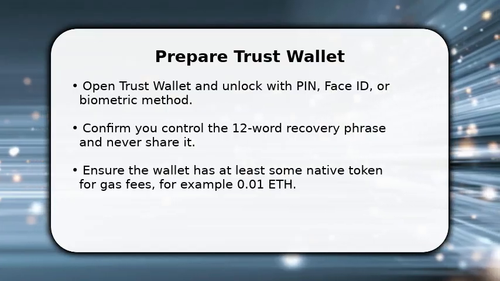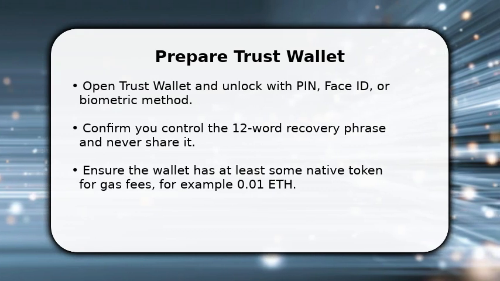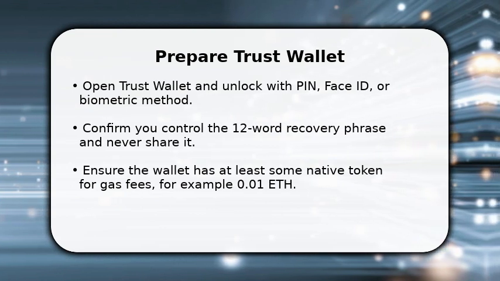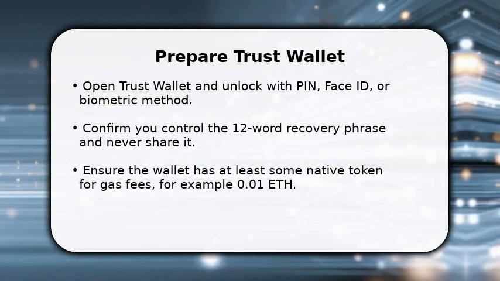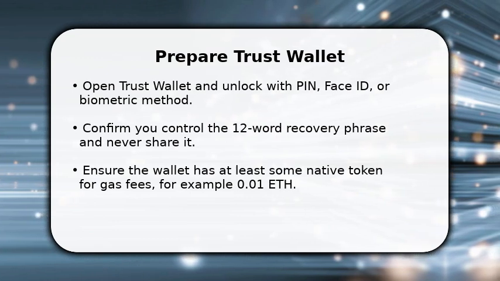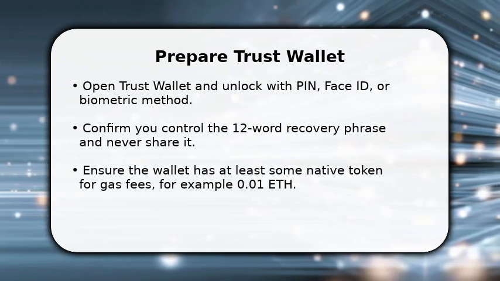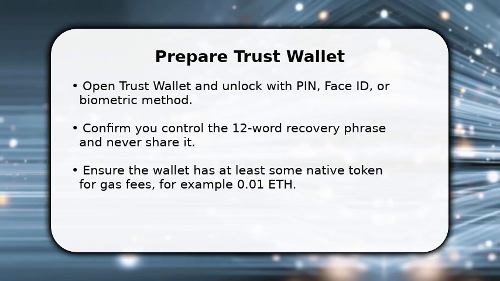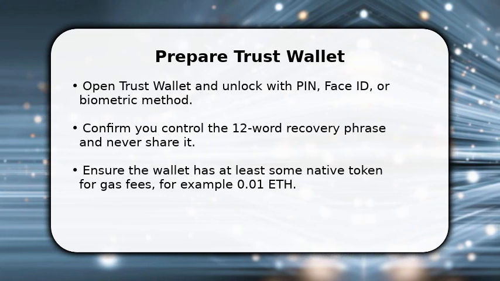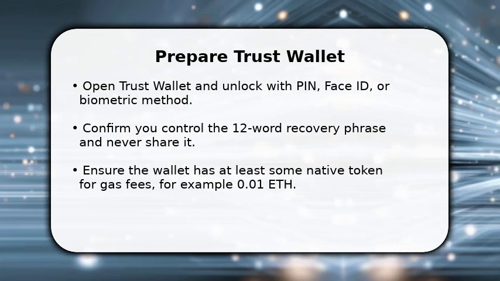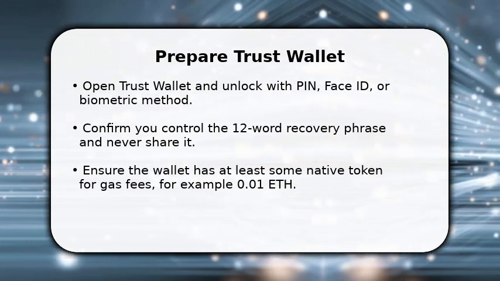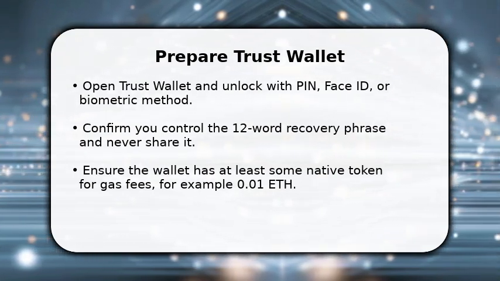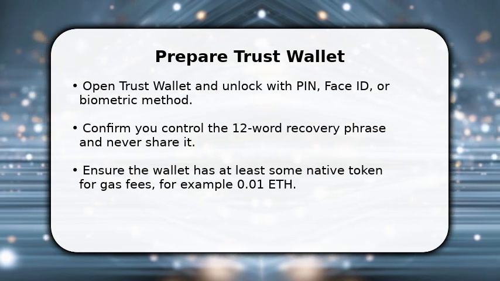Open Trust Wallet and unlock using your PIN, Face ID, or biometric method. This prevents accidental exposure of private keys. Verify your account uses the 12-word recovery phrase you control, and never share that phrase or any private key with a Dapp. Check you have native chain balance to pay gas fees before connecting, for example 0.01 ETH on Ethereum or 0.005 BNB on BSC, because signing transactions without gas will fail and waste time.